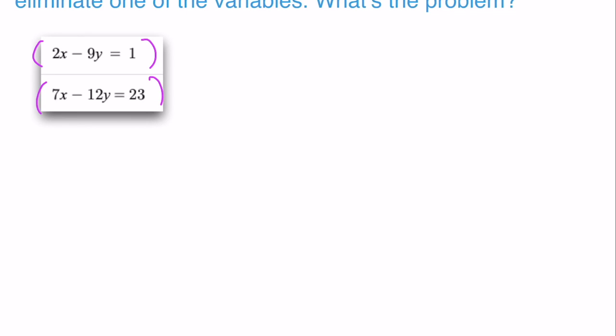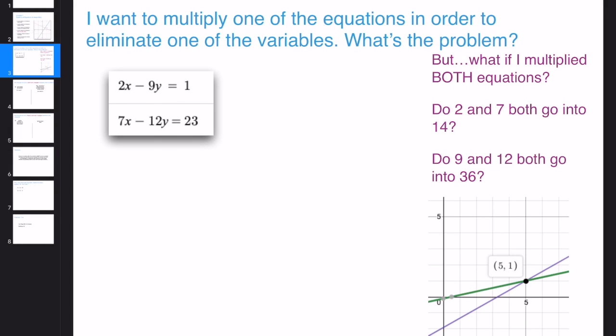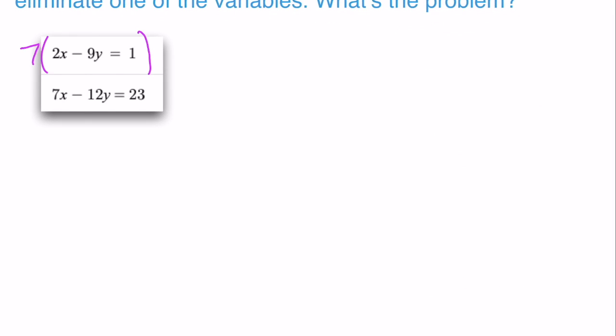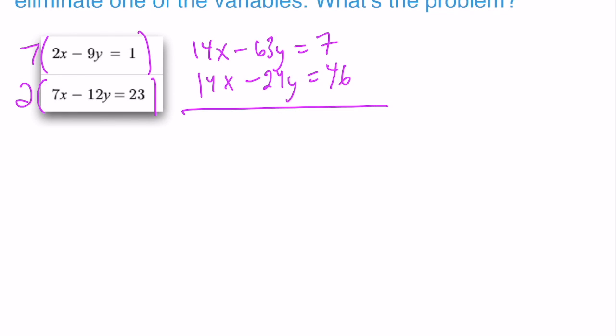So 2 and 7, I can make them both 14. So that's what I'm going to do. I'm going to multiply the first equation by 7, and I'll multiply the second equation by 2. And so I get 7 times 2x is 14x minus 63y equals 7. And for the second equation, I get 2 times 7x is 14x minus 24y equals 46. And you see right away, we accomplished our goal of getting one of the variables to have the same coefficient. Both of the x's have a coefficient of 14, so we can get rid of that by eliminating.